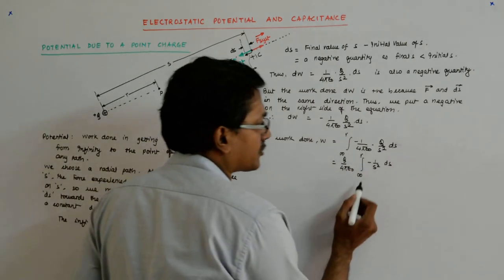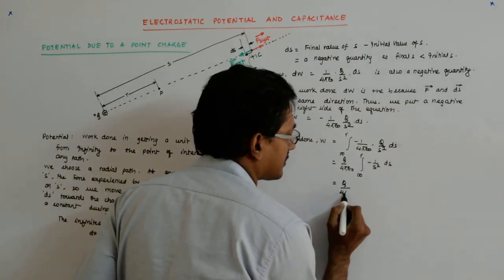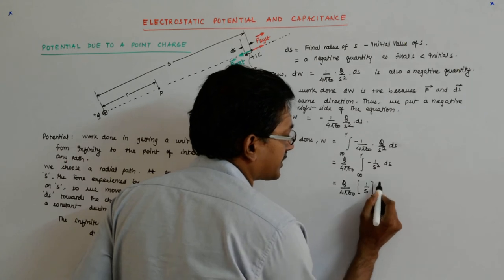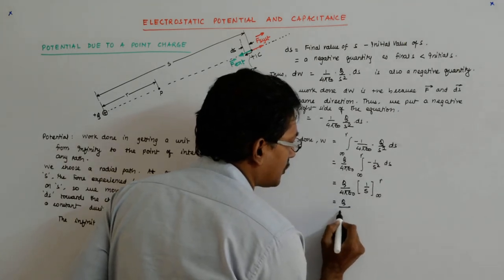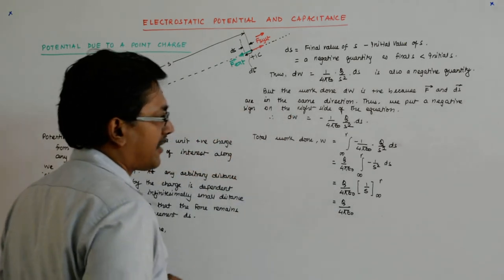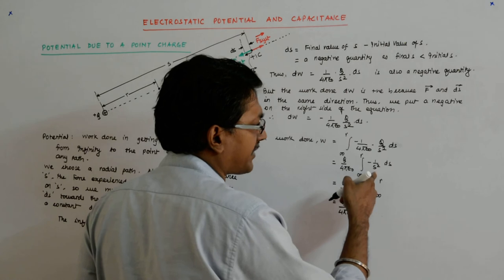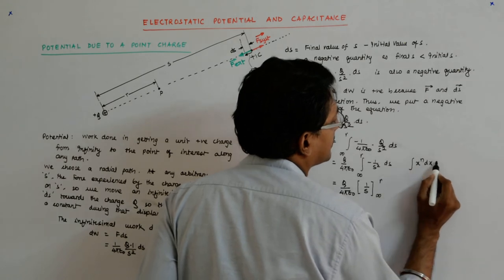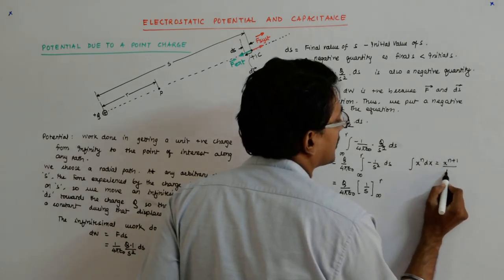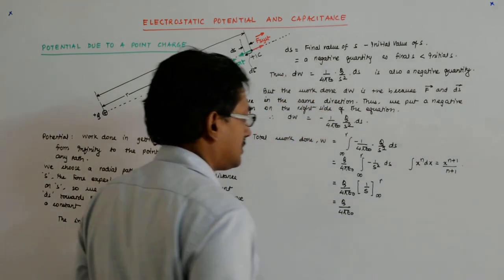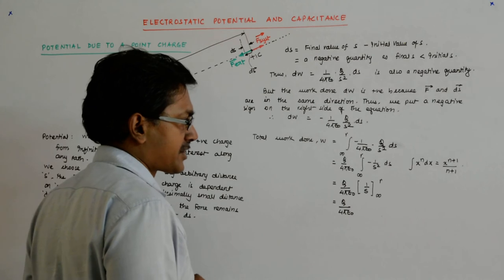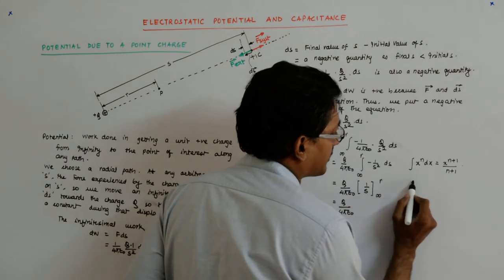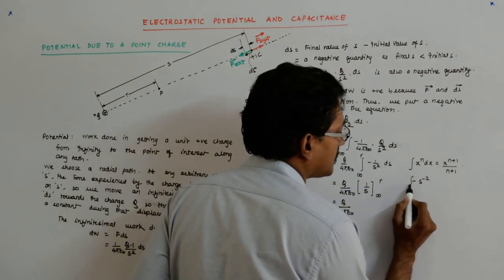Now, what is the integral of minus 1 upon s square? It is 1 upon s. It goes from infinity to r. And we know the definite integral, you have to put this value. How did we get this? Hope you understand. We applied the integral of x to the power n dx is equal to x to the power n plus 1 upon n plus 1. We do not use that constant of integration for a definite integral.